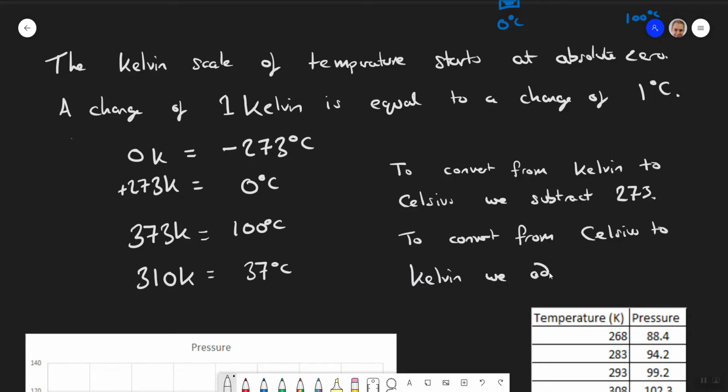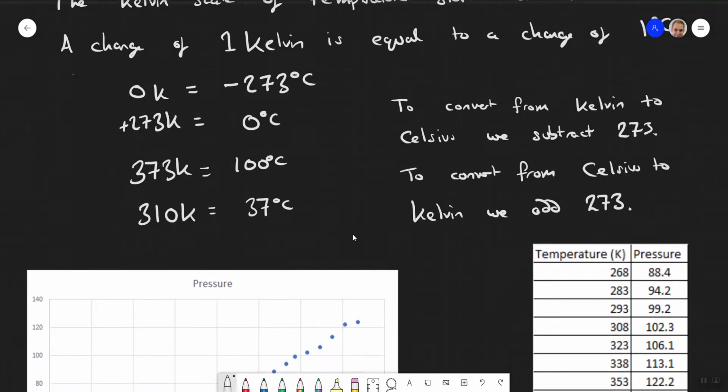We add 270. So that number, 273, that's the important thing. Sometimes people are like, oh, which way do I do it? The key idea is that only Celsius can be negative. You cannot get negative numbers in Kelvin. So if you're going into Kelvin, the number has to get bigger. So to go into Kelvin, you're adding 273 because then you can never get negatives.